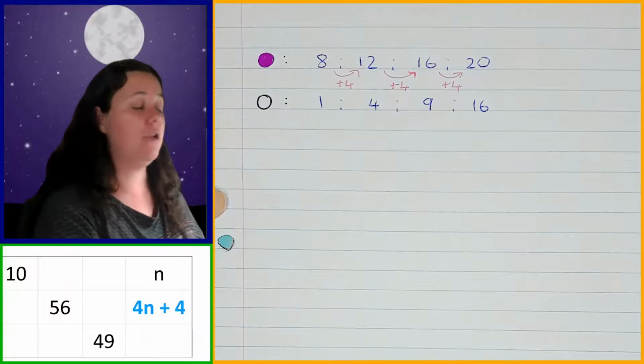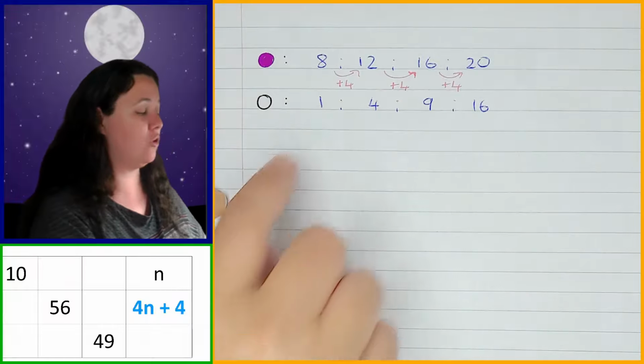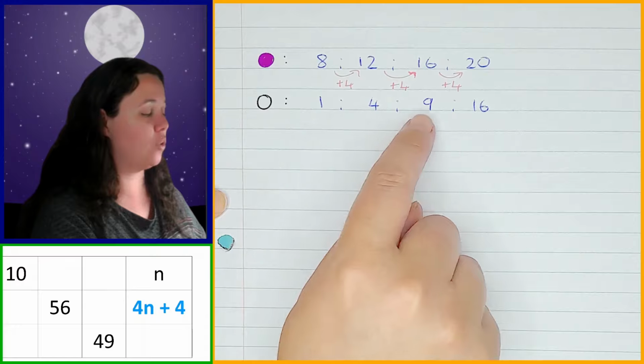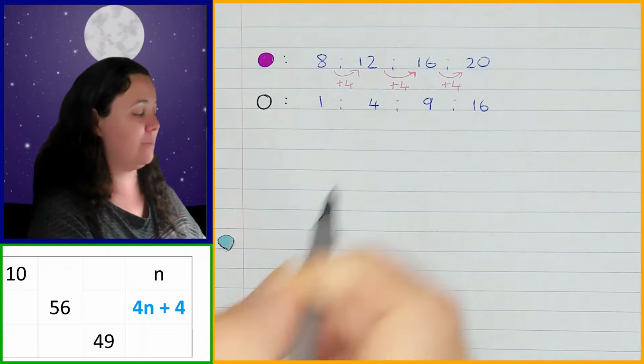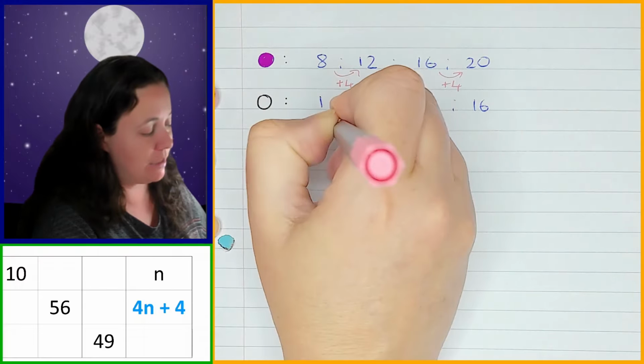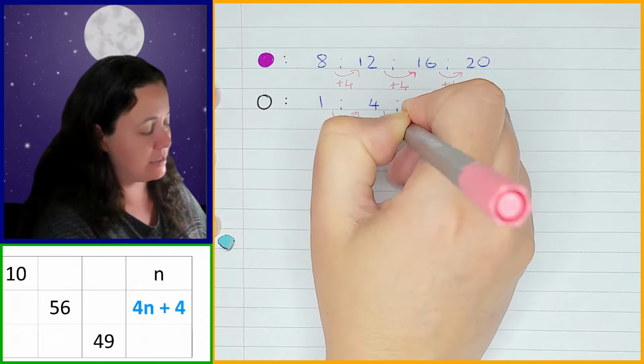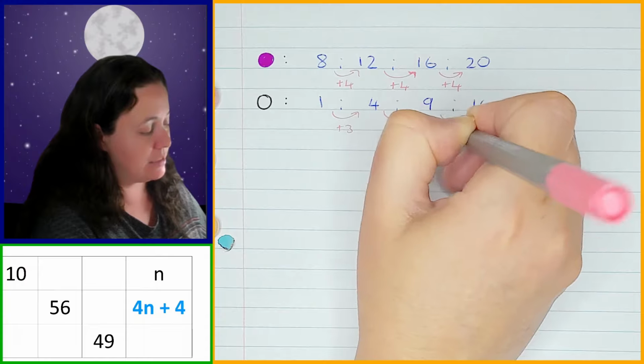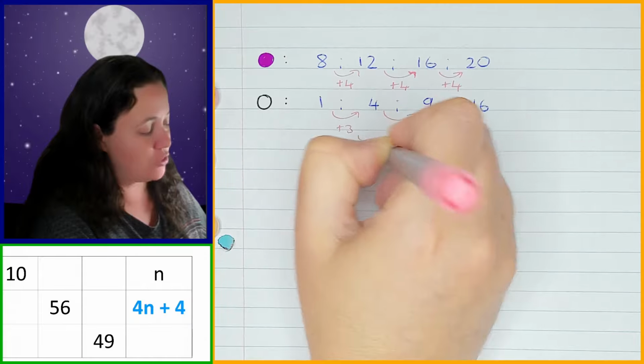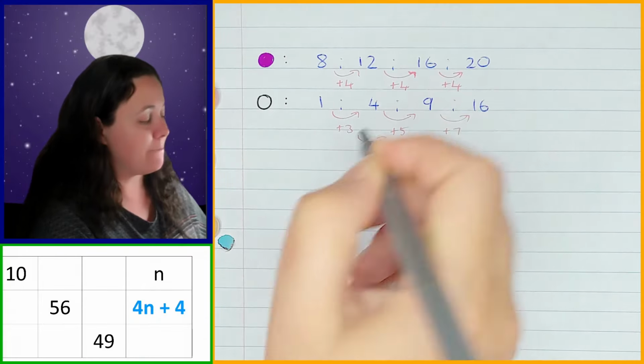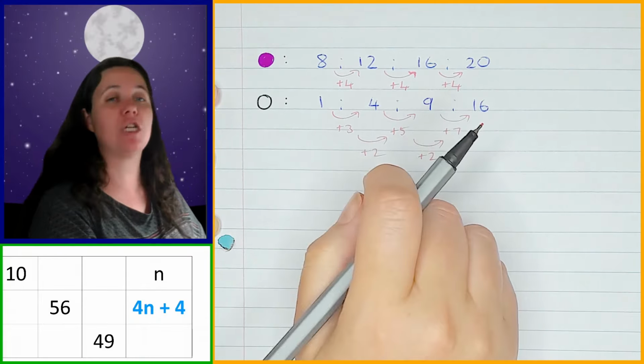Right, then for the white dots, let's have a look over here. I've got 1, 4, 9, and 16. So if I look at my differences, that is plus 3, that is plus 5, that is plus 7. This has a difference of 2, and this has a difference of 2. And so that means that my rule is going to have n squared in it.